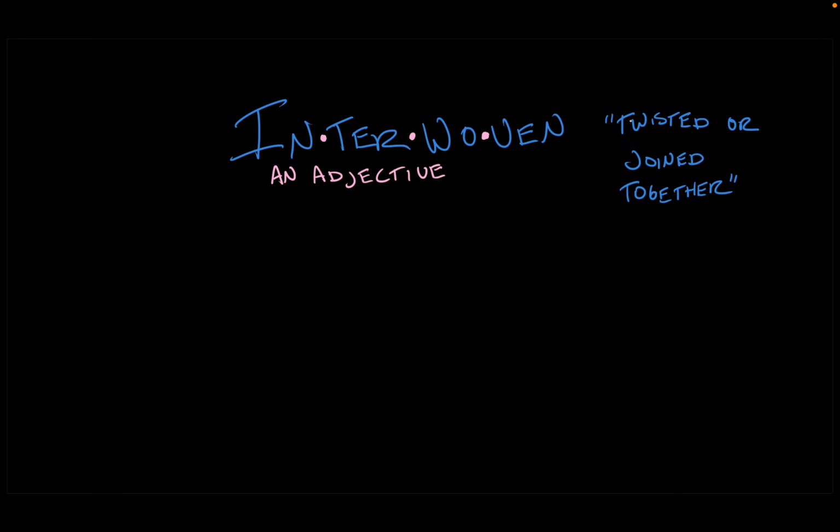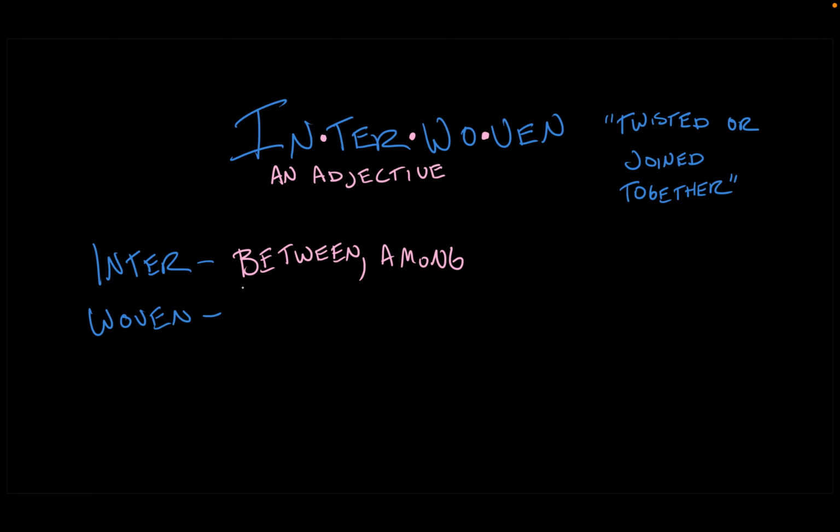Let's talk about the word parts here. We've got inter, which means between or among. An interaction, right, is action between two or more things. An intercom is a device that allows you to communicate within a building or similar. And woven is the past tense form of to weave.